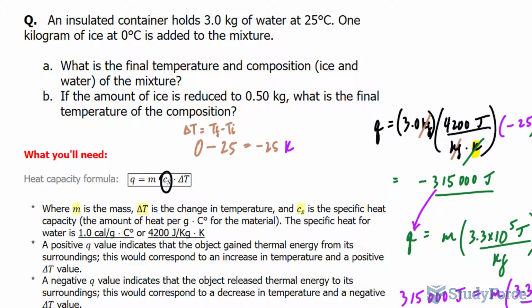In fact, in part A, we learned that 315,000 joules is enough to melt 0.95 kilograms, and this is well below that mark. All the leftover energy will end up in the water, so this time we should expect the final temperature to be between 0 and 25 degrees.